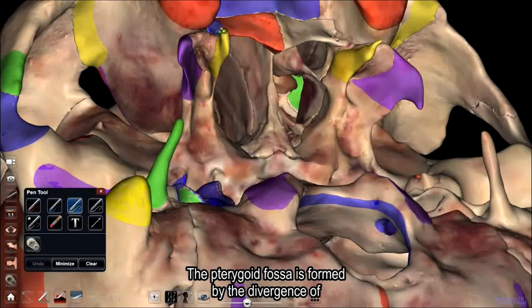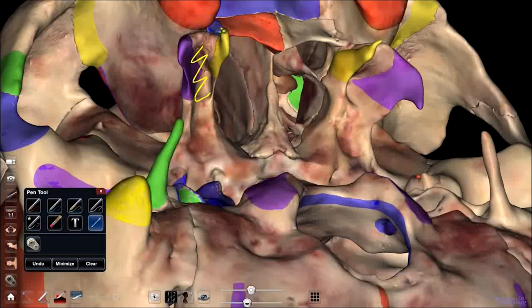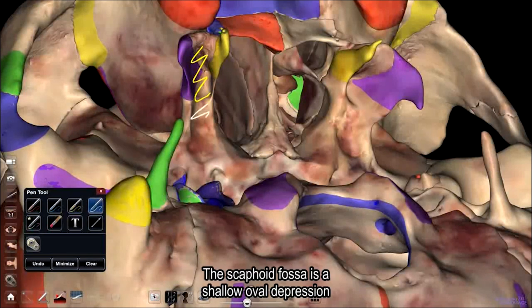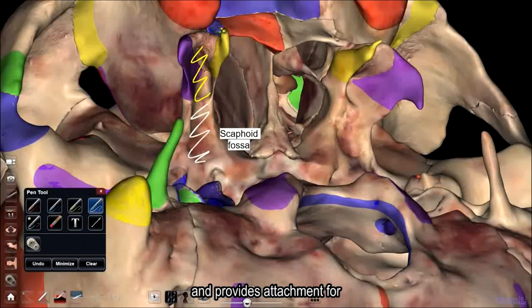The pterygoid fossa is formed by the divergence of the lateral and medial pterygoid plates of the sphenoid bone. The scaphoid fossa is a shallow oval depression that is situated above the pterygoid fossa and provides attachment for the origin of the tensor veli palatini muscle.